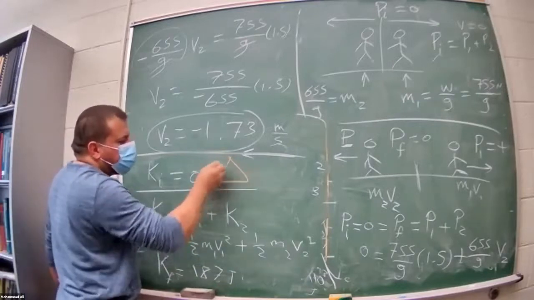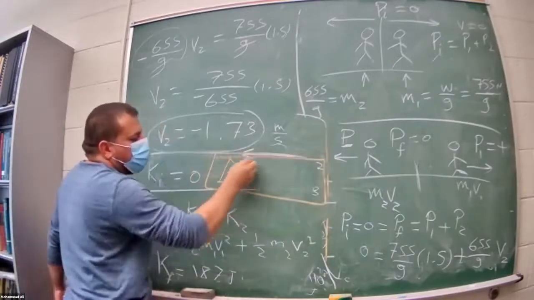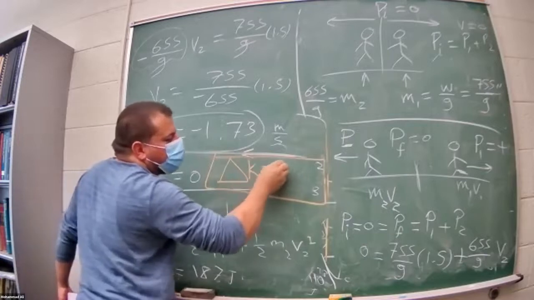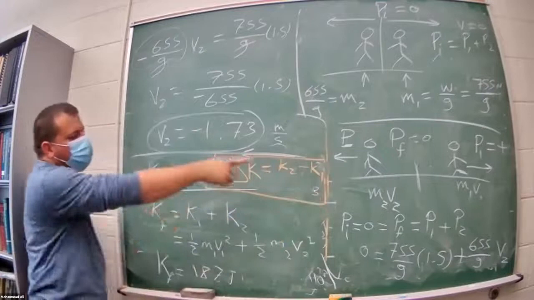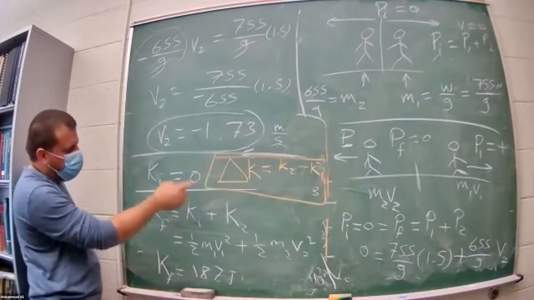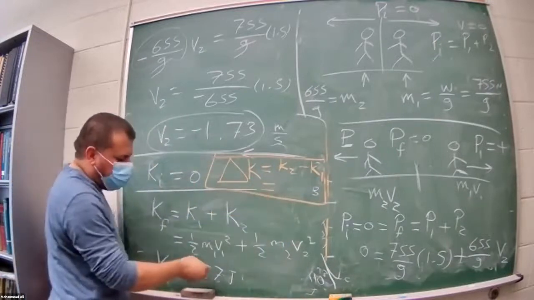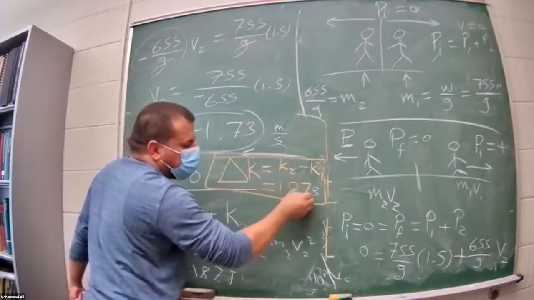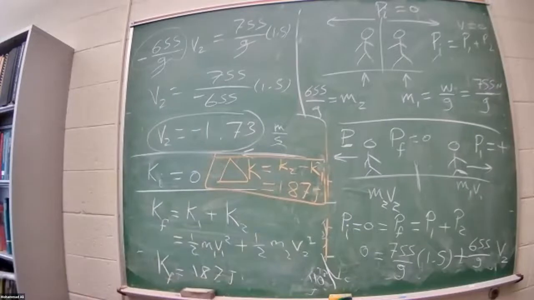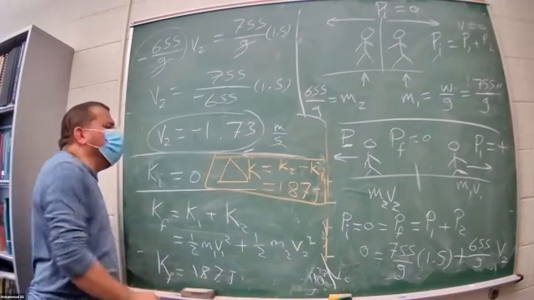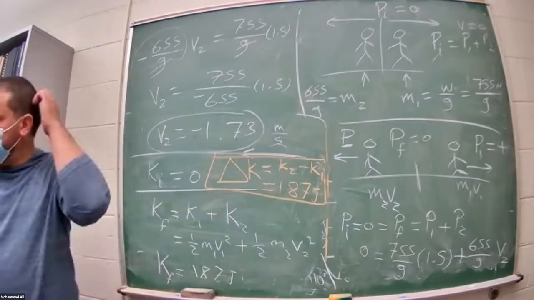What is the change in kinetic energy? The change in kinetic energy is K2 minus K1. K1 is 0. K2 is this. This minus 0 is the same as the second kinetic energy. Is that clear?